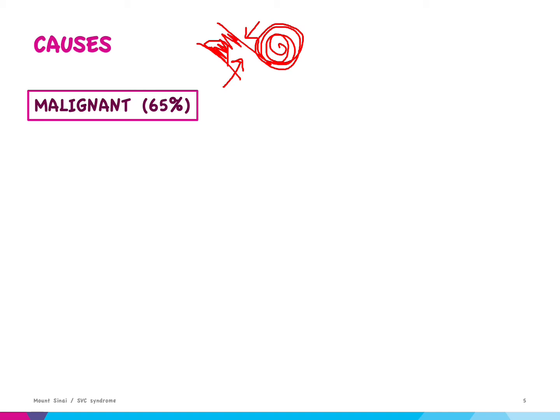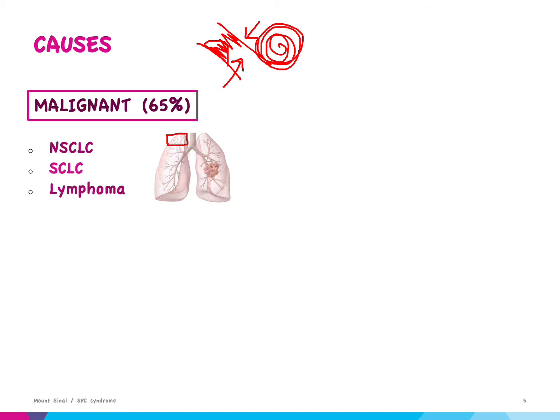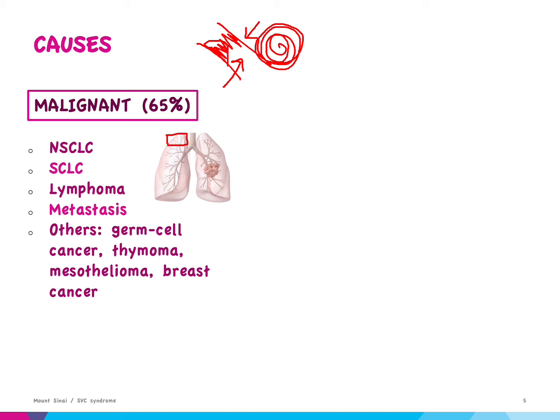The most frequent malignancy that causes SVC syndrome is lung cancer. Both non-small cell and small cell lung cancer can cause SVC syndrome, and when the growth is on the apex of the lung, then we call it Pancoast tumor. Other frequent causes of malignant SVC syndrome are lymphoma or also metastasis. Less frequent tumors might be germ cell cancer or thymoma and so on.